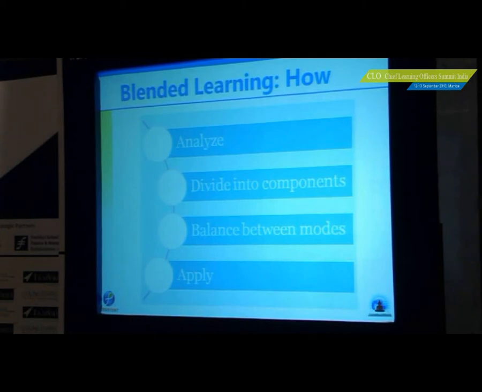So generally when we are thinking of designing a blend, we should first analyze whether the topic or the course is relevant or makes sense to blend, right? And then we divide the course into different components and attach each component to a particular method. So some part will be instructor-led, some part will be video recording of the instructor, some part will be given for group assignments and so on. So that's how blended learning is created. And then we run a POC and then start applying that blended learning.